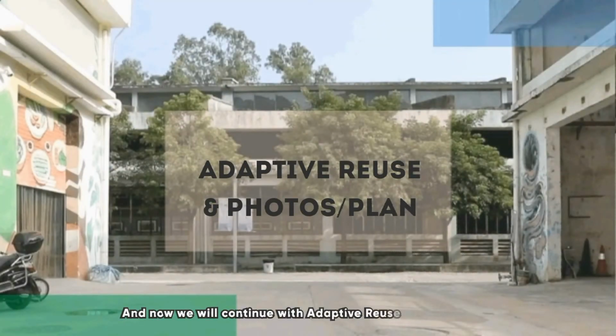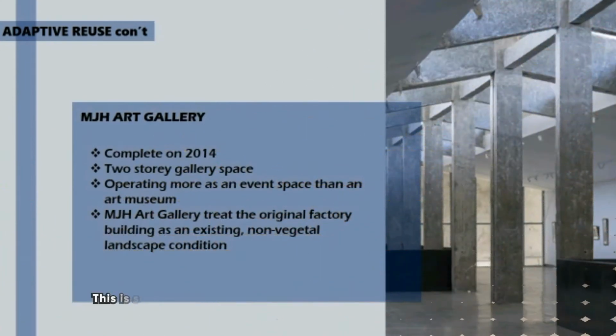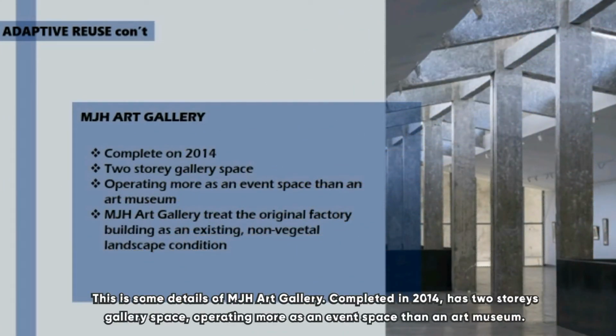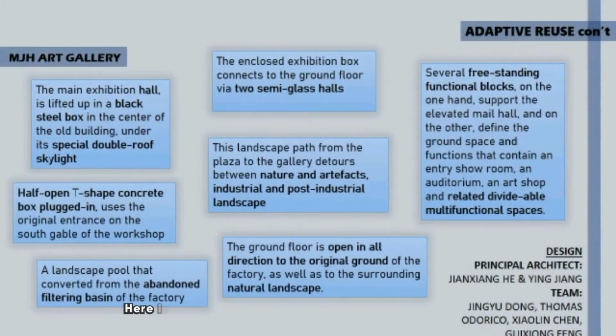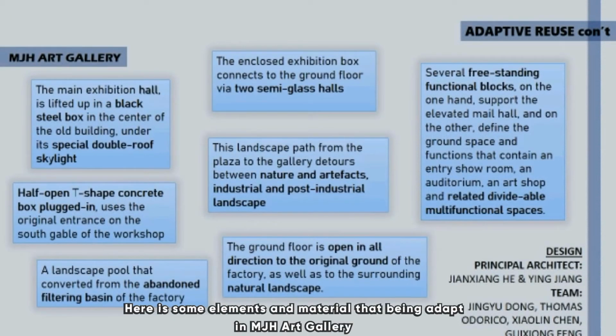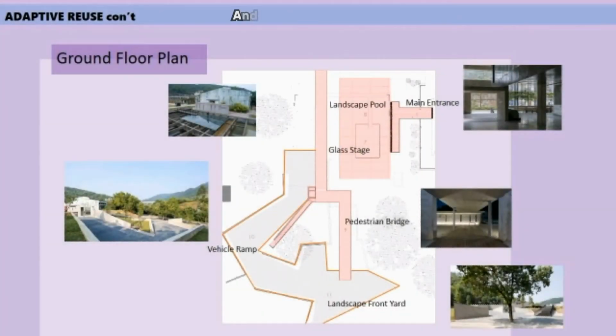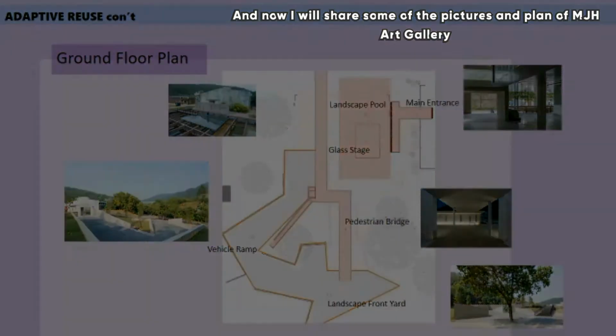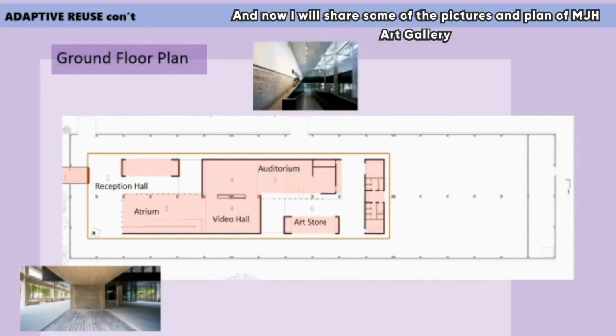Now we will continue with the adaptive reuse and photos and plans. This is some detail of the MGH Art Gallery, completed in 2014, a two-story gallery space operating more as an event space than an art museum. Here are some elements and materials that were adapted in the MGH Art Gallery. And now I will share some of the pictures and plans of the MGH Art Gallery.